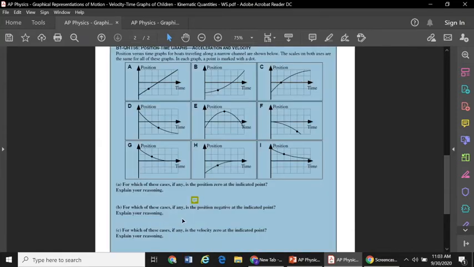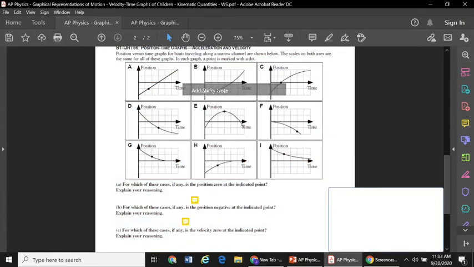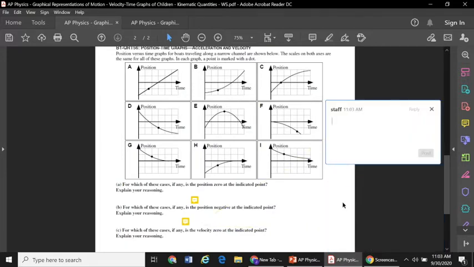Okay. Now let's take a look at B. B, similarly, is pretty easy. It says, for which of these cases is the position negative at the indicated point? Again, you read it off the graphs. So for graph A, the position is negative. For graph B, the position is negative. For graph D, the position is negative. For graph F, the position is negative. And for graph H, the position is negative.